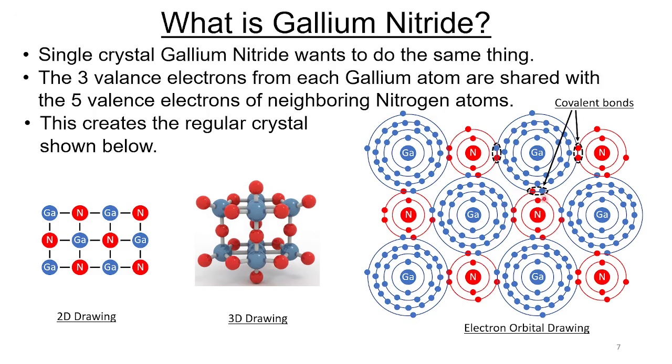Every nitrogen atom will share electrons with 4 of its gallium neighbors, and every gallium atom will share electrons with 4 of its nitrogen neighbors. This gives the valence band for each of these atoms 8 electrons. Again, these are covalent bonds because we're sharing electrons. Here we have a 2D drawing of how this works. Every gallium atom is bonded to its 4 adjacent nitrogen atoms, and every nitrogen atom is bonded to 4 adjacent gallium atoms. Now, in reality, it's not a 2-dimensional lattice, it's a 3-dimensional lattice as depicted in this other drawing.